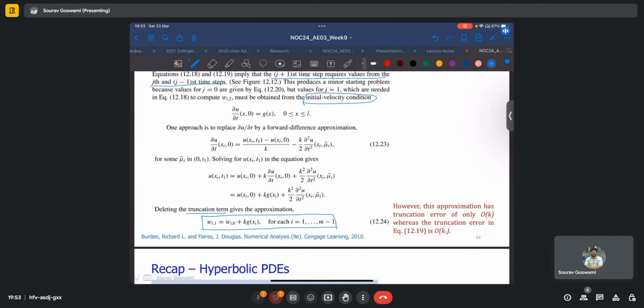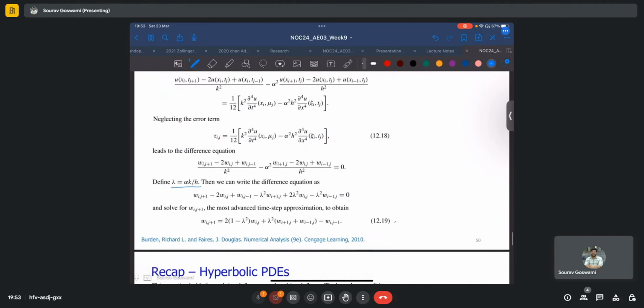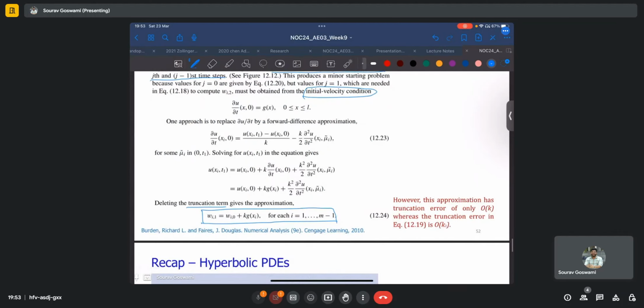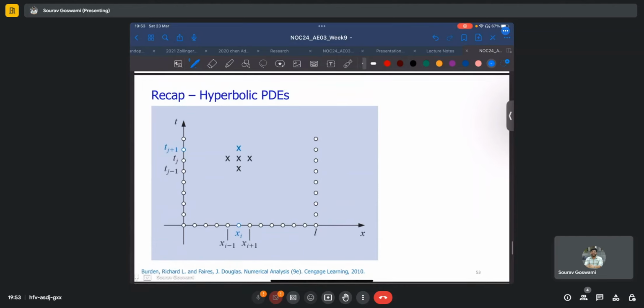However, the truncation error, which is ignored in this case, has the order k, whereas the truncation error in our original formulation 12.19 has the order k square. It has come as a subscript, but I think this should be k square. This is also visualized here. To determine the information for the node represented by the blue cross, we need information of three neighboring nodes from the previous time step and at least one neighboring node from the time step one step prior.